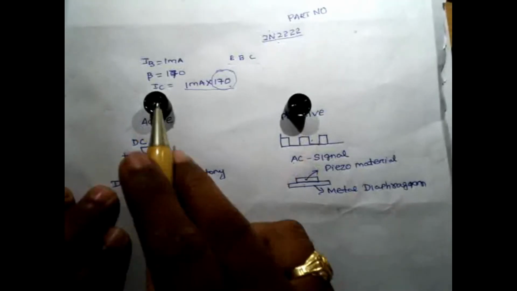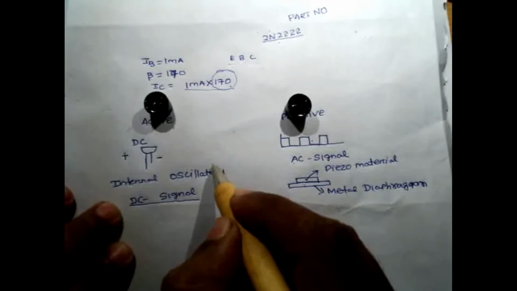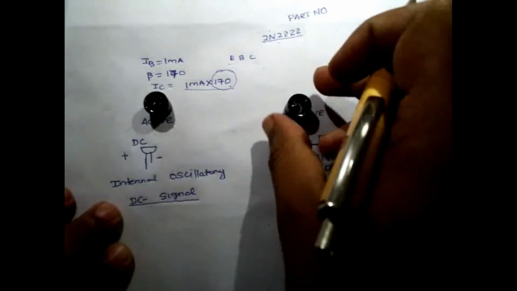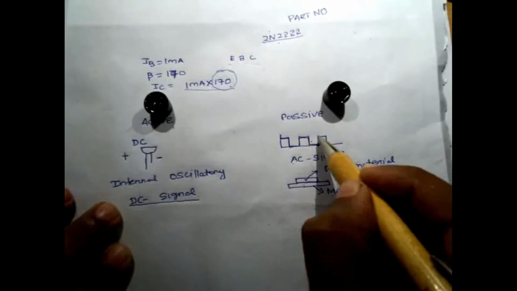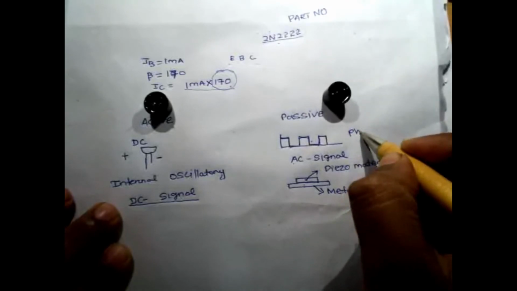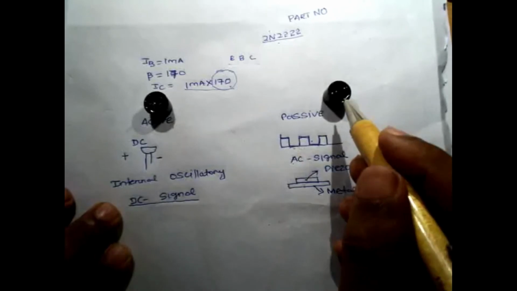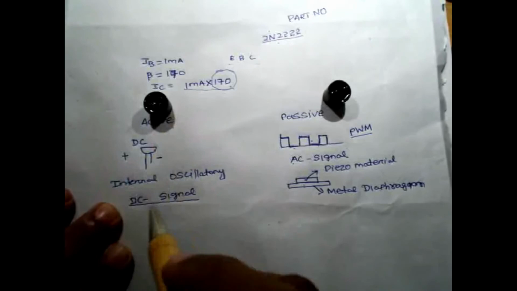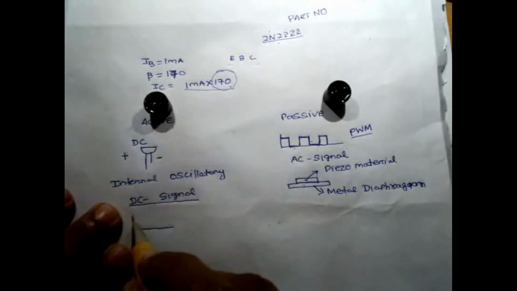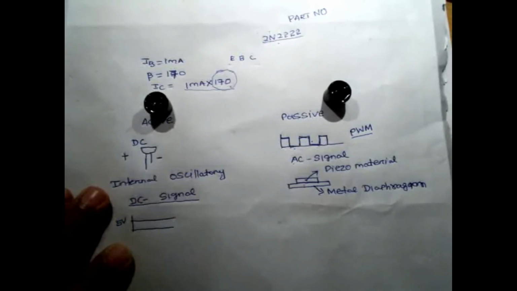Why? An active buzzer uses a DC signal to operate. There is already an internal oscillatory circuit inside it. But in the case of a passive buzzer, a fluctuating signal is required. You have heard about PWM, pulse width modulation type signal. Such a signal is required to operate this type of buzzer. But in the case of an active buzzer, a constant DC source, a constant voltage, is required. Then it will give a sound.